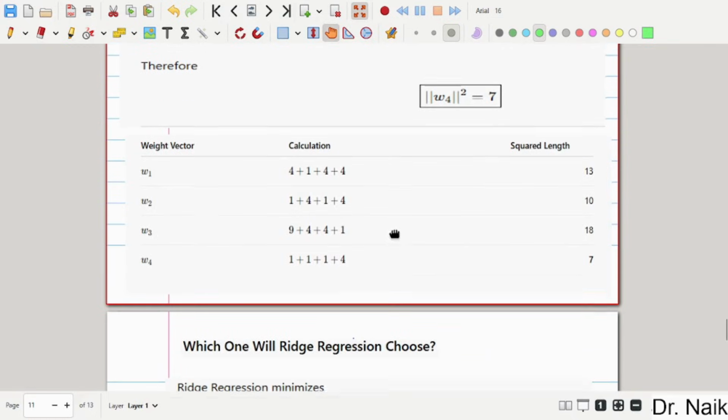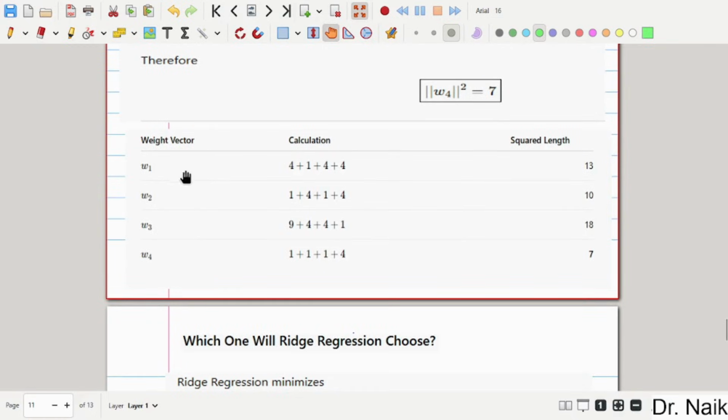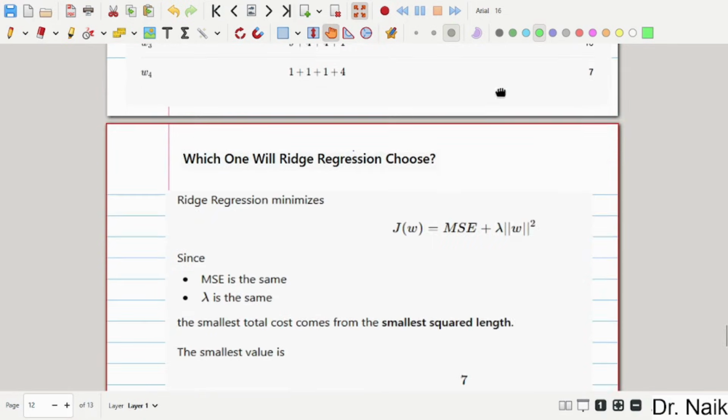Now let us summarize all the square lengths. W1 square length is 13, that is, L2 norm square is 13. W2 norm square is 10. Norm square W3 is 18 and norm square W4 is 7. Observe here that the fourth weight vector has a very small norm square, that is 7.